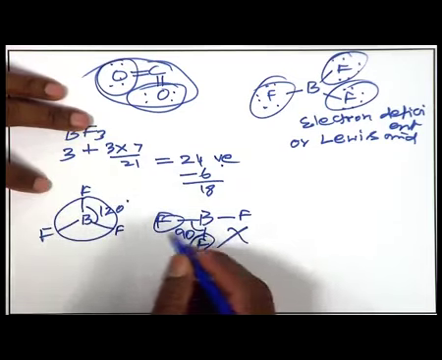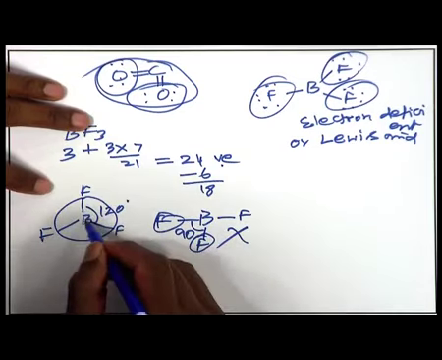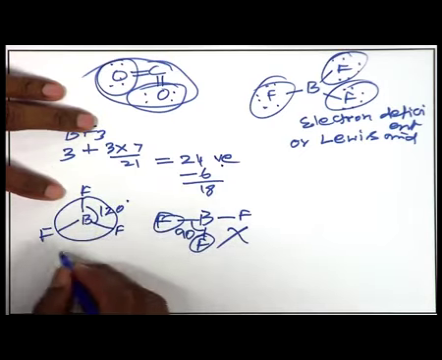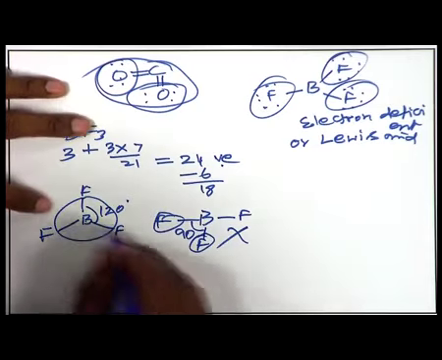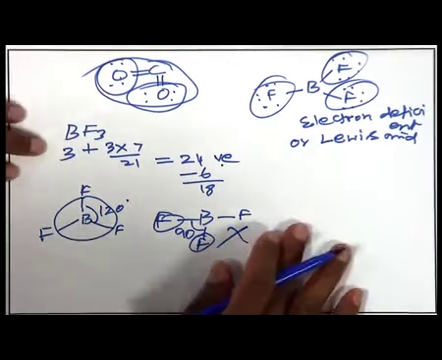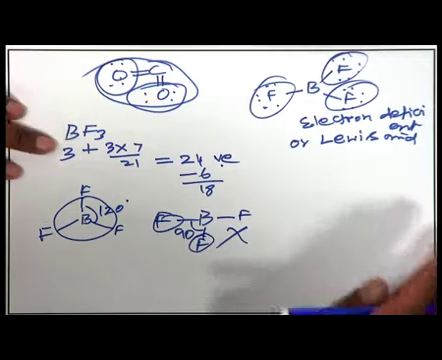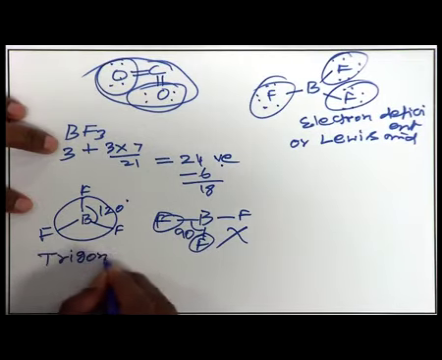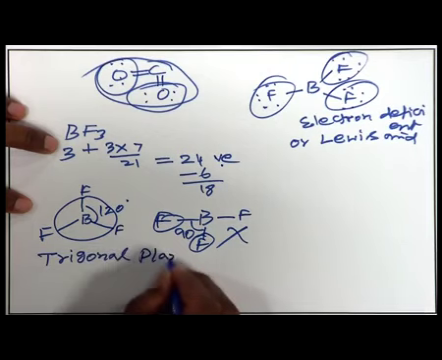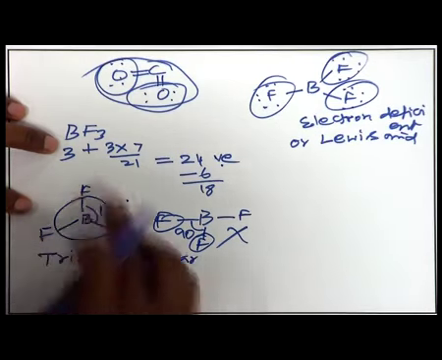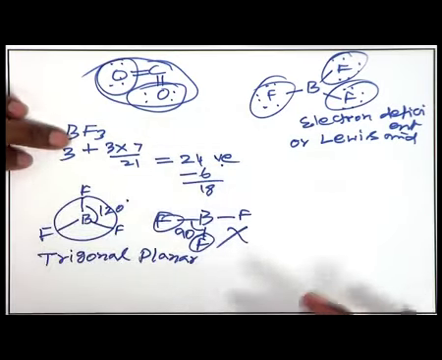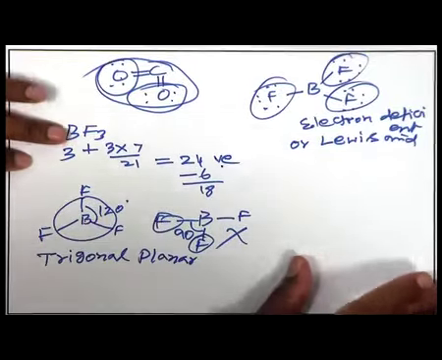Then what is the shape when you have a central atom connected to three atoms? The shape of this molecule is trigonal planar. It is all in a plane. Three fluorine atoms are in a plane. So the trigonal planar structure is the correct shape of this molecule.